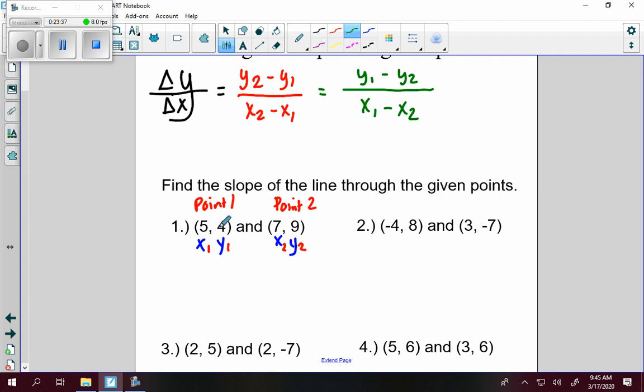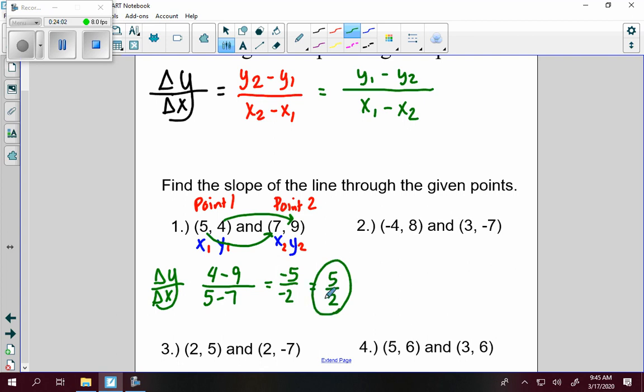and I'm going to do my y minus y. So I'm going to go 4 minus 9, because that's the change in my y's, over the change in my x's. My x's would be 5, these are on bottom, so 5 minus 7. So I'm going to get negative 5 over negative 2. When I have 2 negatives, it equals a positive, so I have to change that to a positive 5 over 2. If you did it the way that you've always been taught and did 9 minus 4 over 7 minus 5, you would have also gotten 5 over 2.